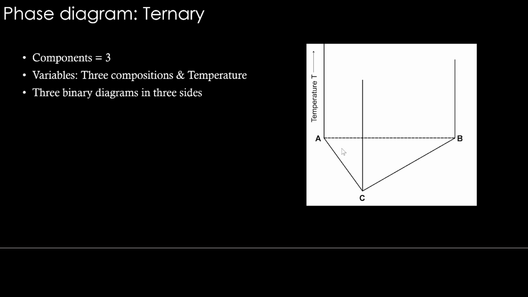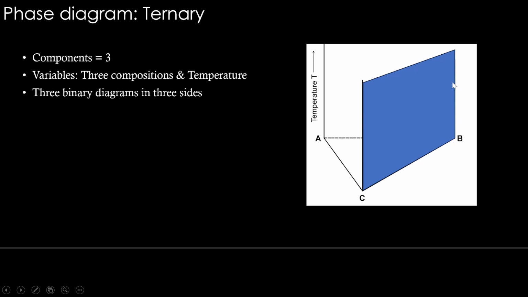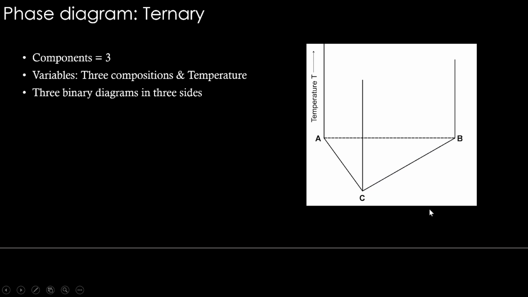Three binary diagrams in three sides can be imagined, isn't it? Because temperature is going to be one axis, you can put this side of this triangular prism and see a binary phase diagram, right? This is just a BC binary phase diagram. So that can be represented here. In the interior, it's going to be ternary compositions.